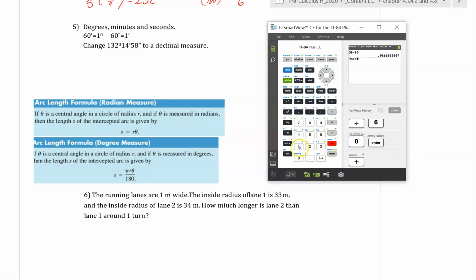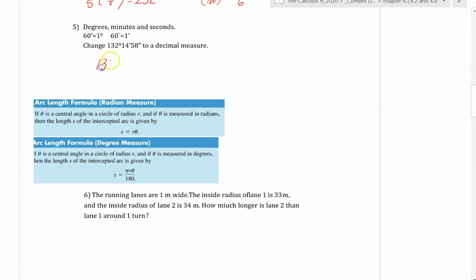So let's add 14. So now we know that we have 132 degrees and 14.97 minutes. And let's divide by 60 to change minutes to degrees. So we have 132.25. That would be the angle in a decimal measure.